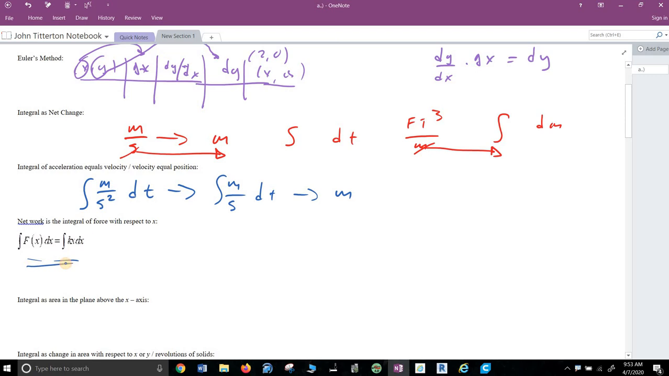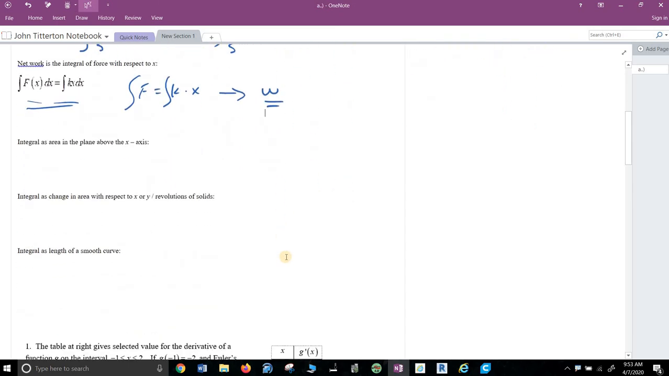This one you're not going to see this year, but it's good to remember. F is equal to k times x, and if you integrate both sides, you get work. That's it. There's nothing else to say. Just be aware of that.